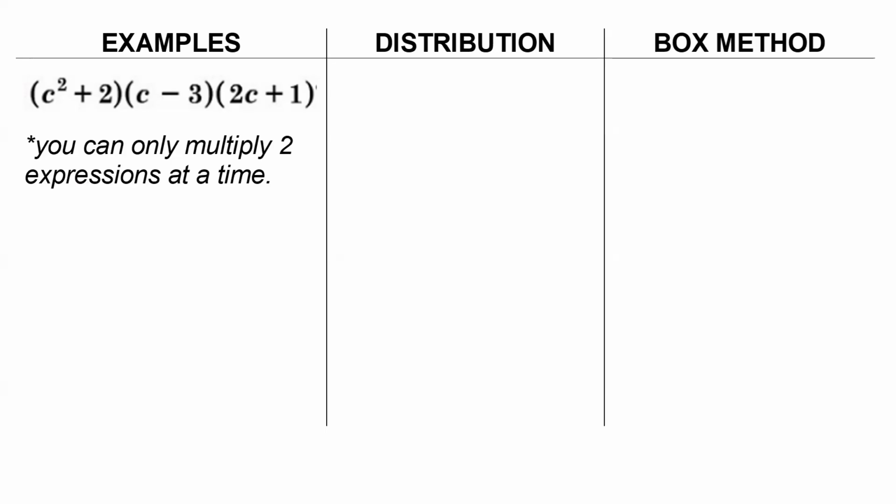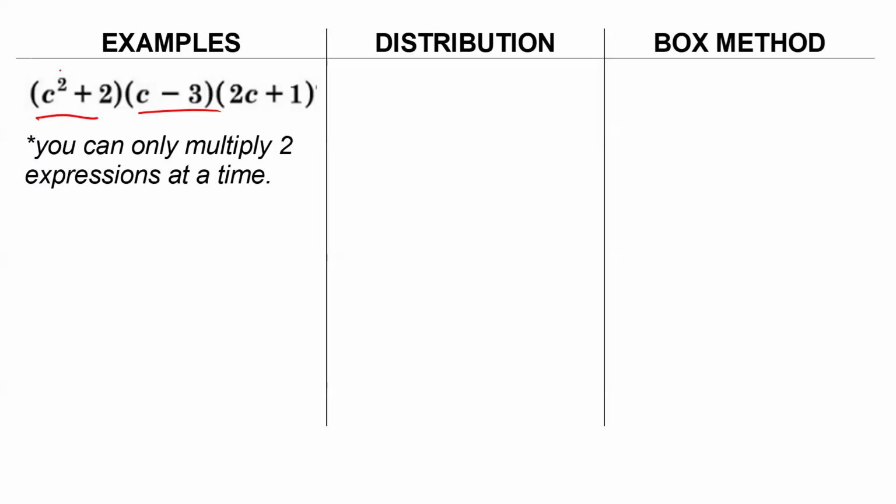So whether you're going to do multiplication with distribution or box method is up to you, but just know that you're doing it twice. Does that make sense? Not once, but twice. So to get us started here, I'm going to start off with these 2. And I'm going to distribute.